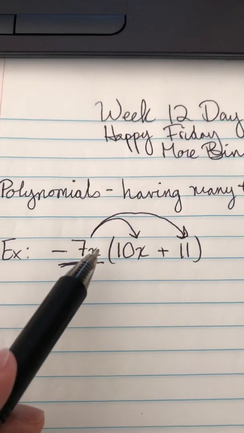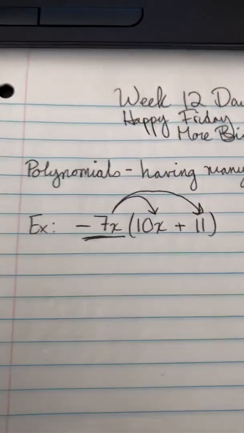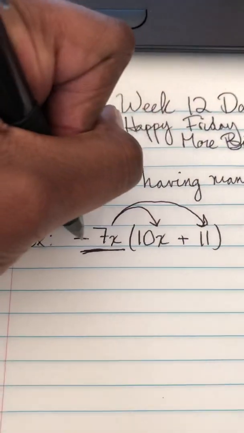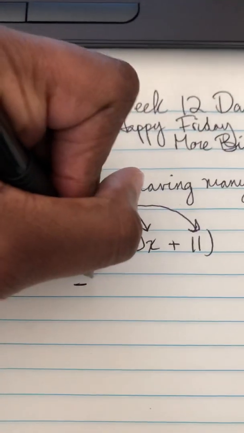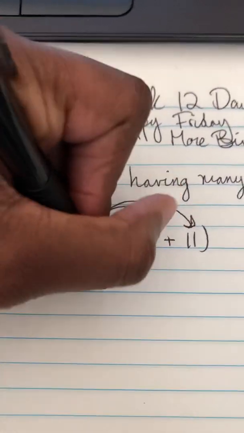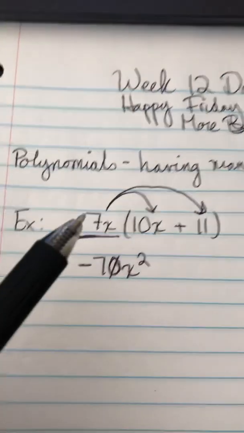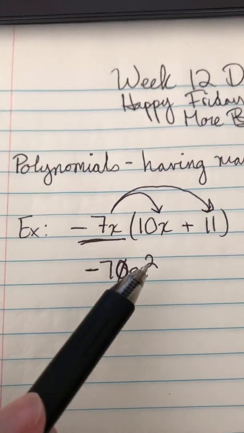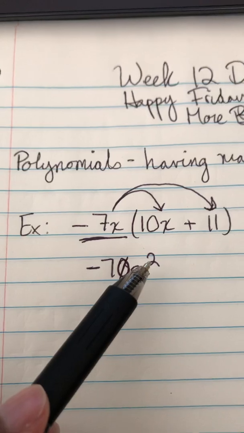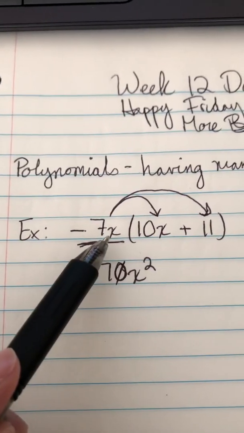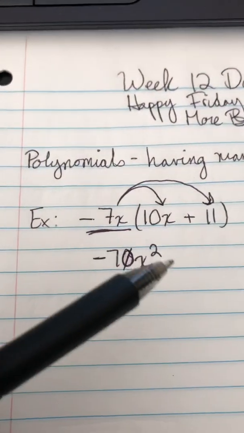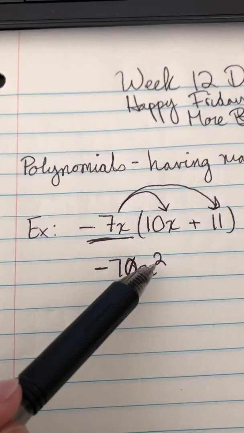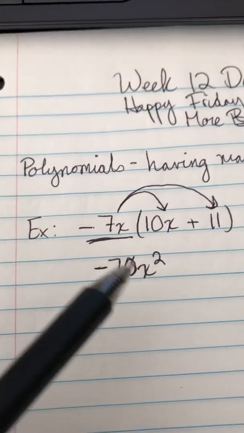Okay, let's just solve this. I'll get to the next example in a second. So we have negative 7x times 10x. That's going to be negative 70x to the second. Because when you multiply variables, it becomes like exponents. When you add, it's like saying 1 plus 1 is 2 and 2 plus 1 is 3 and so on, right? So that's why they become exponents when you multiply them.